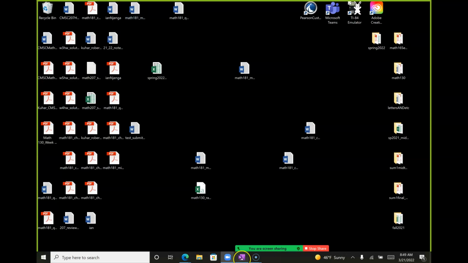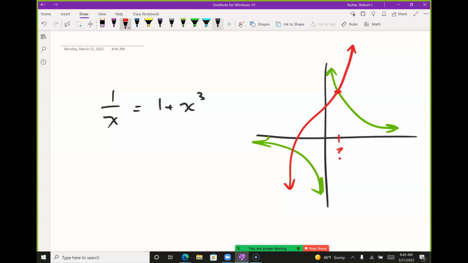Right? Now, I want to simplify this function a little bit. So I want to turn this into a function. I'm going to call it f of x equals 1 plus x cubed minus 1 over x. And now I'm looking for the 0. If I move one side to the other, when these two sides are equal, I'm going to get a 0 now. And that's what Newton's method does for me. It gets me a 0.